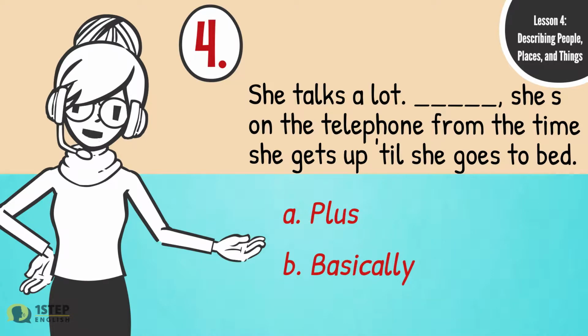Four. She talks a lot. Blank, she's on the telephone from the time she gets up till she goes to bed. A. Plus. B. Basically. The correct answer is letter B. Basically. She talks a lot. Basically, she's on the telephone from the time she gets up till she goes to bed.